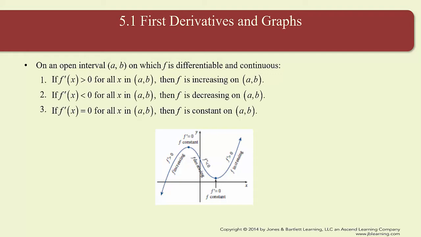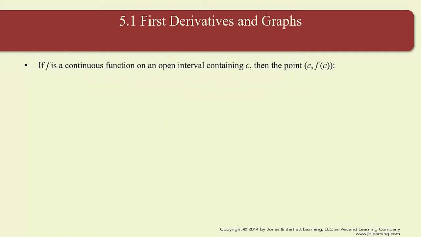So if f is a continuous function on an open interval containing c, then the point (c, f(c)), well, that point is called a relative maximum if f(c) is greater than or equal to f(x) for all x in the interval. So think relative maximum, it's kind of like the top of a hill. You're at a relative maximum. So if the point (c, f(c)) is the highest point, you're at a maximum.